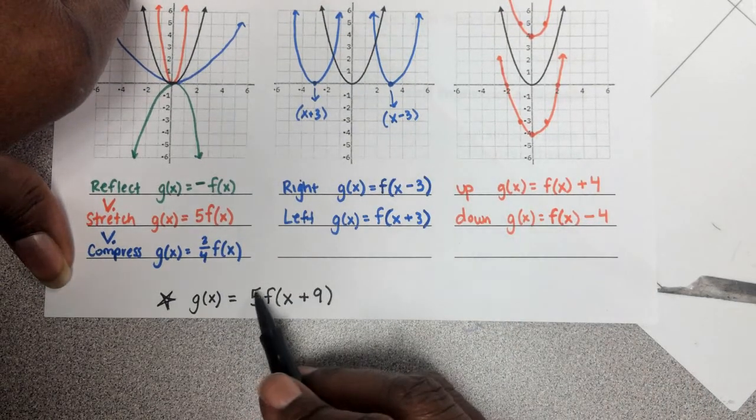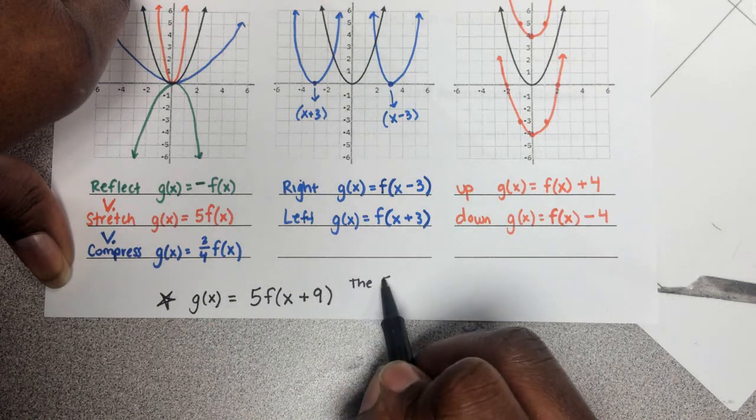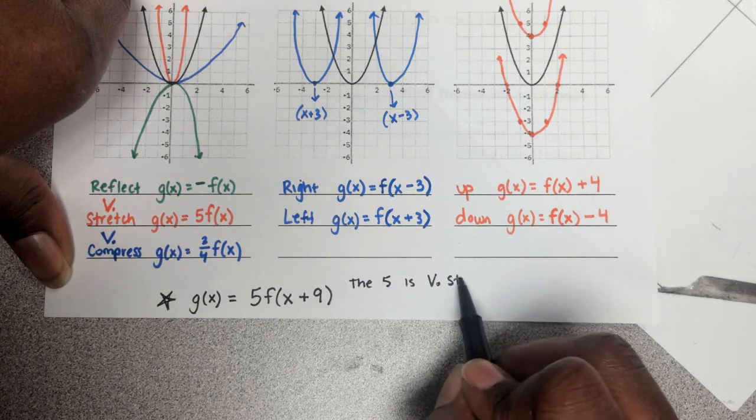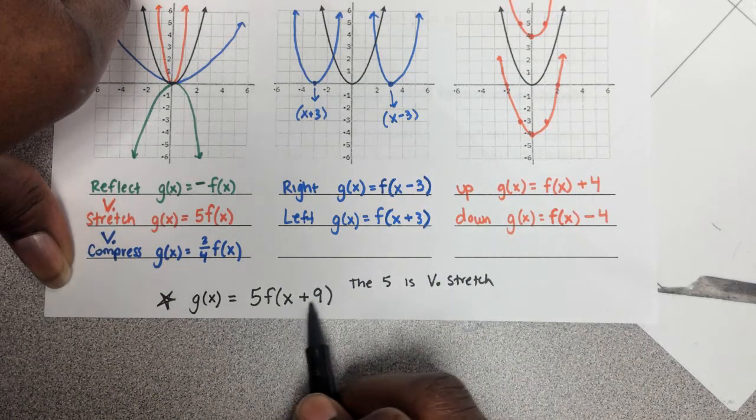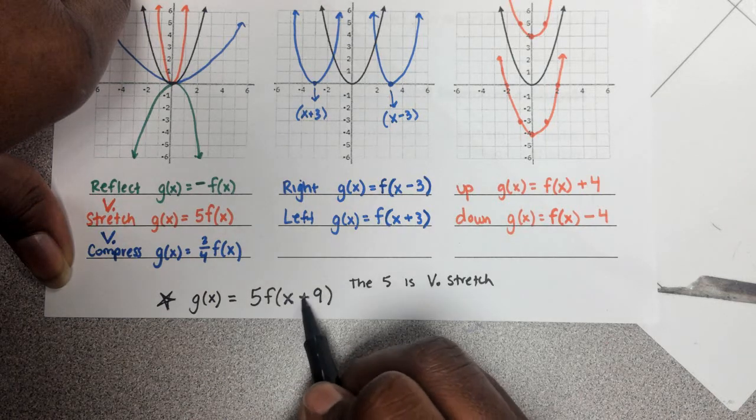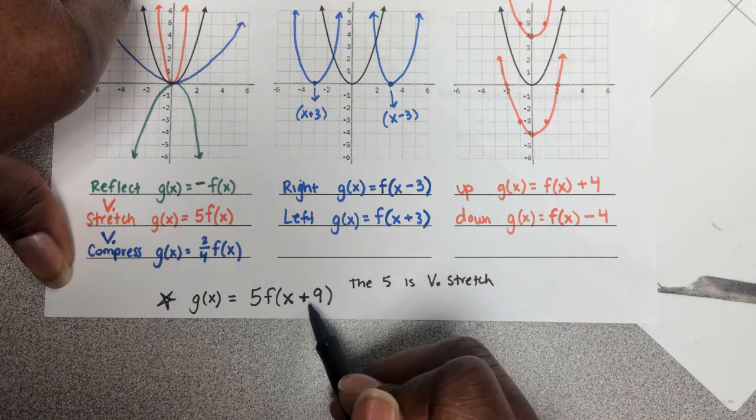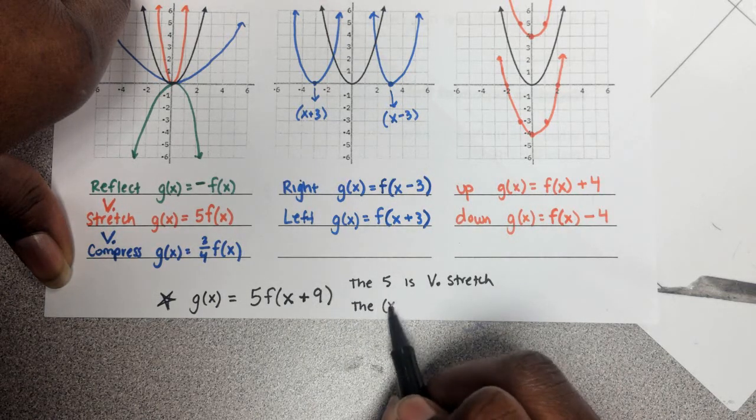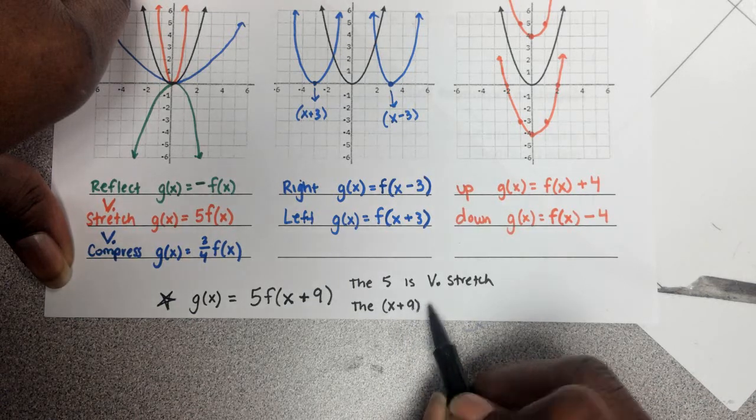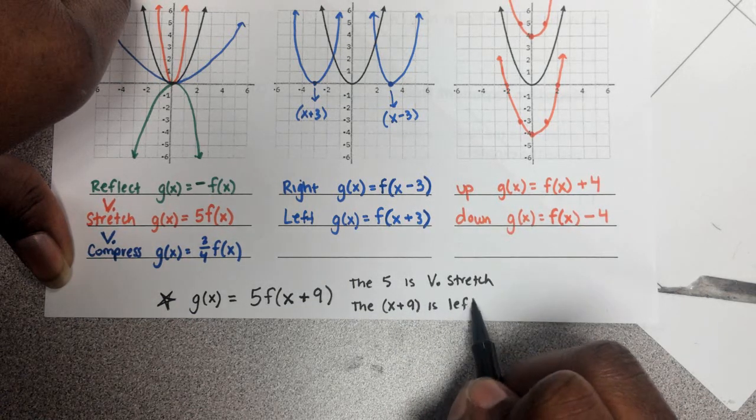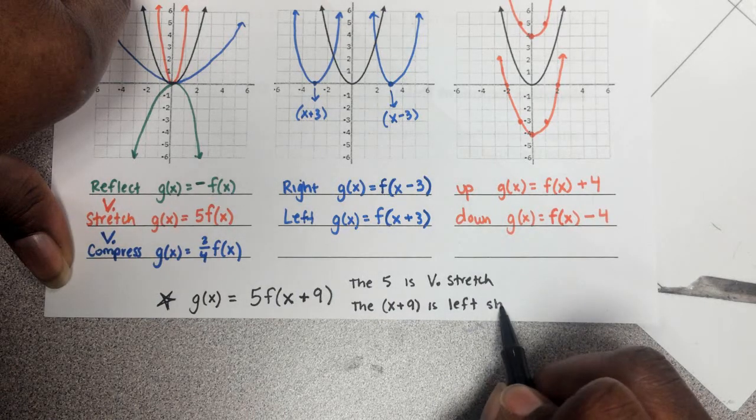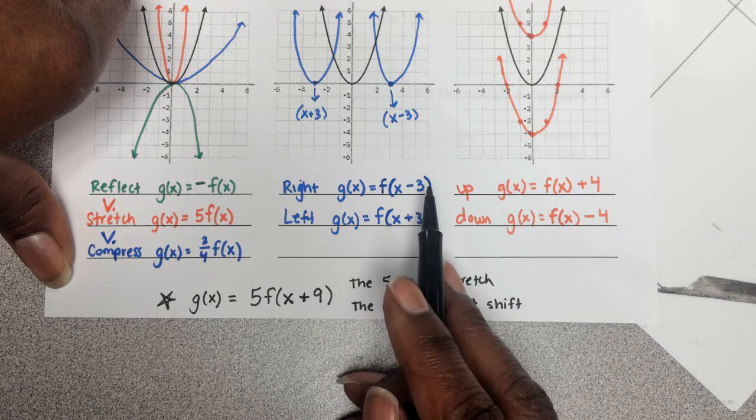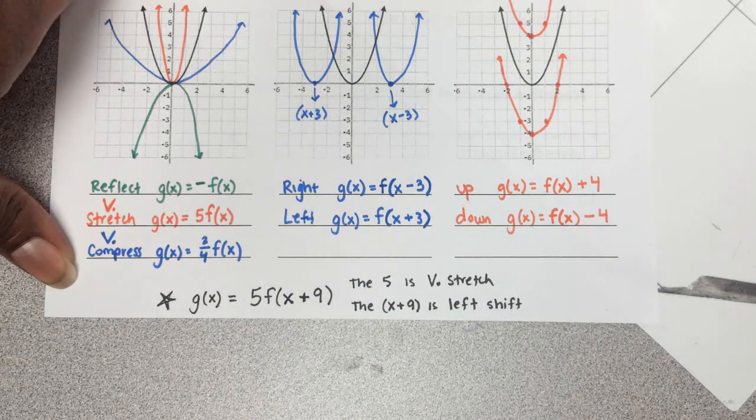So the 5 does something. The 5, if you look here, is a vertical stretch. However, this x + 9, which is inside, remember, normally positive is on the right side, but since it's in the parentheses, that's going to be shifting it to the left, a left shift. A lot of times on the STAAR, they will do two different shifts. It's not just going to be one change. It's going to be two changes. All right.